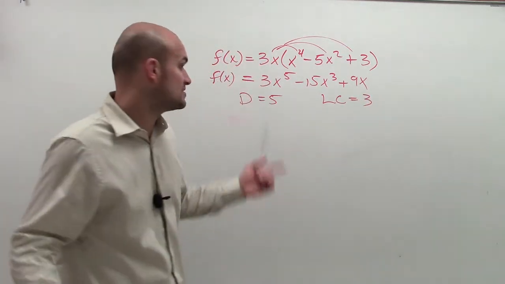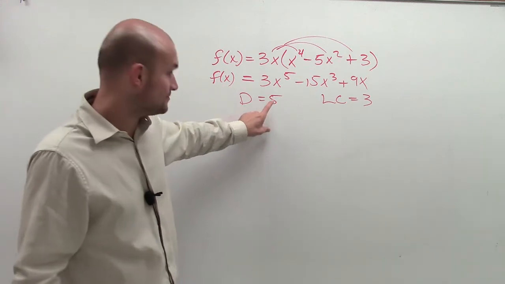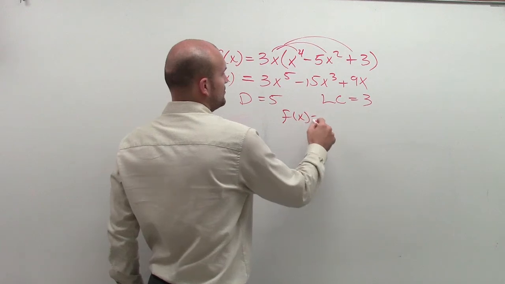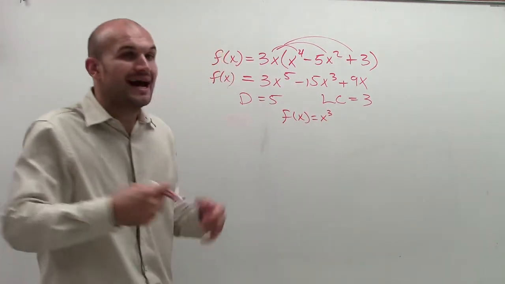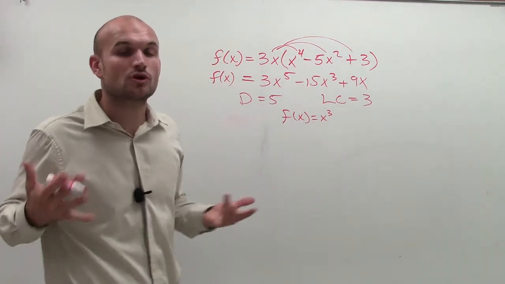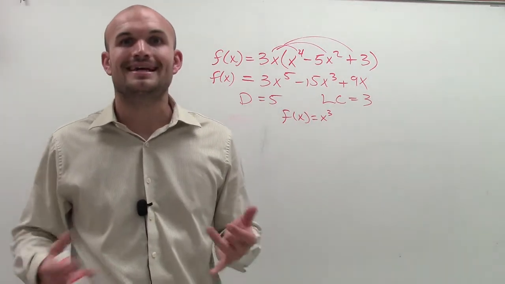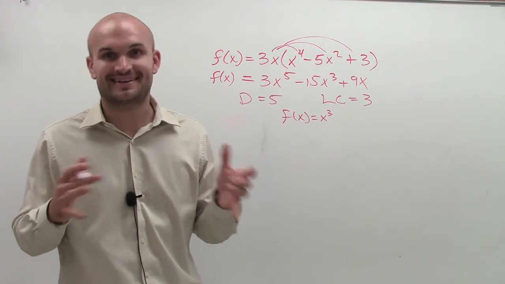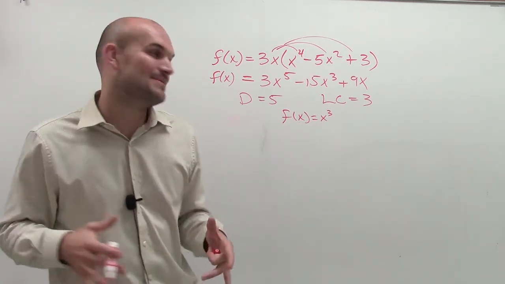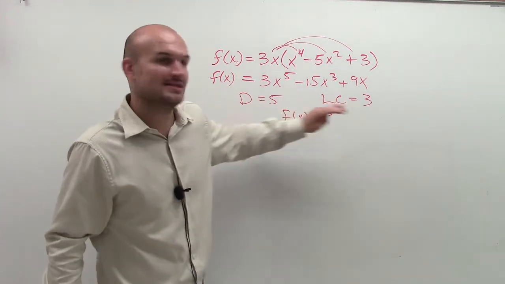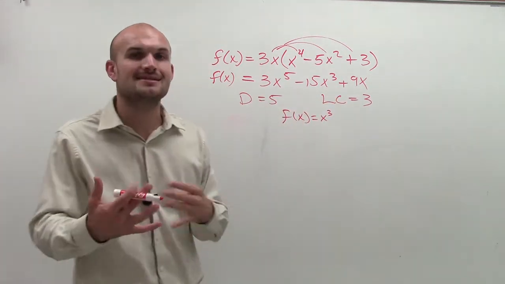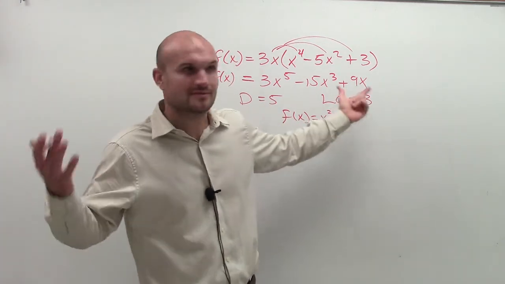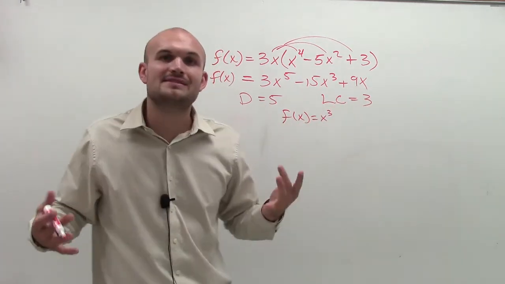Now by the leading coefficient test, since my degree is odd and my leading coefficient is positive, it's going to look very similar to my function f of x equals x cubed. I don't know exactly what this function looks like, but the cool thing about end behavior is that when functions have the same characteristics as far as degree and leading coefficient, it doesn't matter what the numbers are, as long as they are positive, they're going to have the same end behavior.